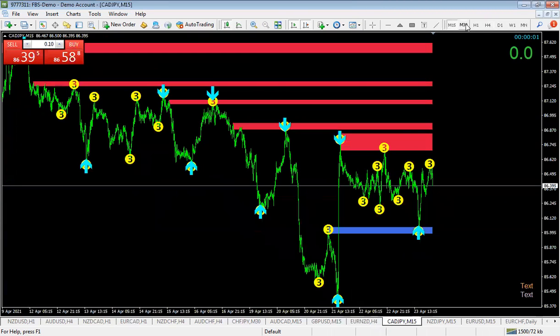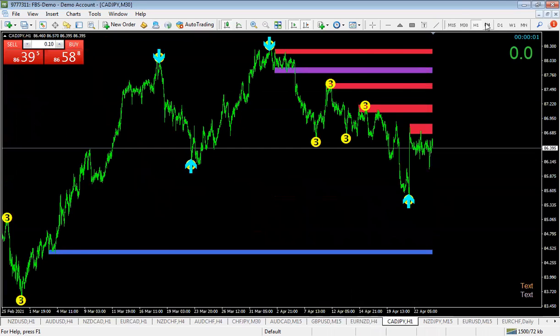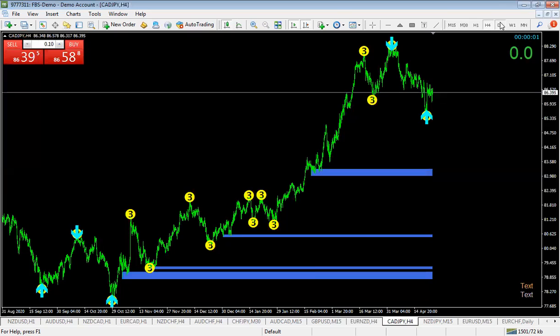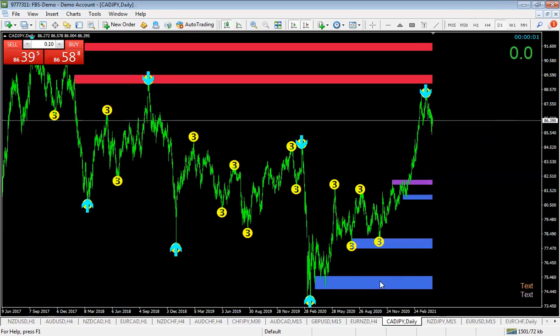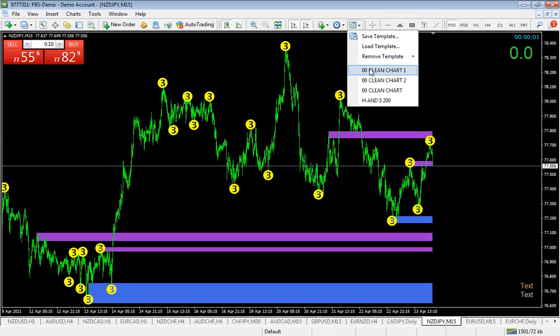Okay, let's see if we can have a clean head and shoulders, a nice, beautiful runway. Clean head and shoulders with a nice runway. Let's check.